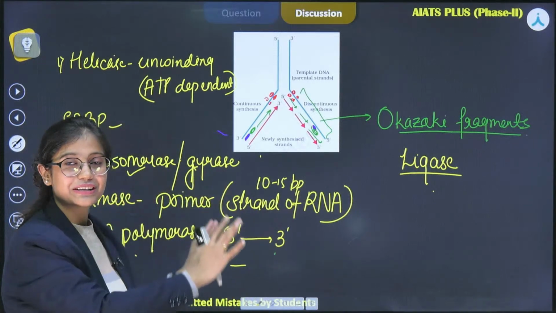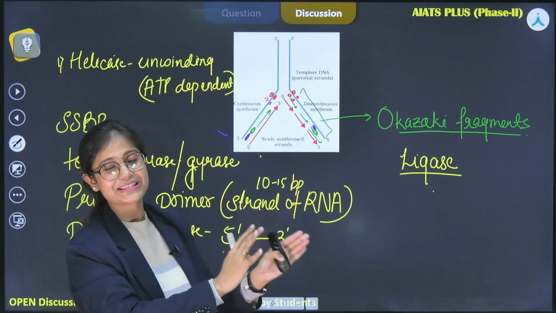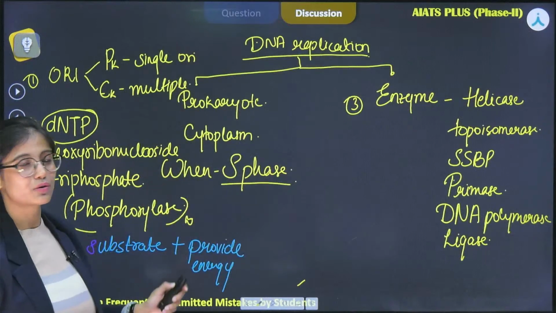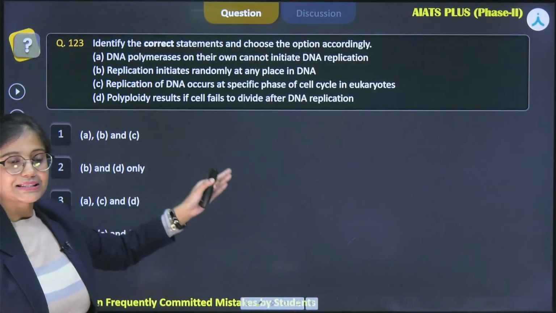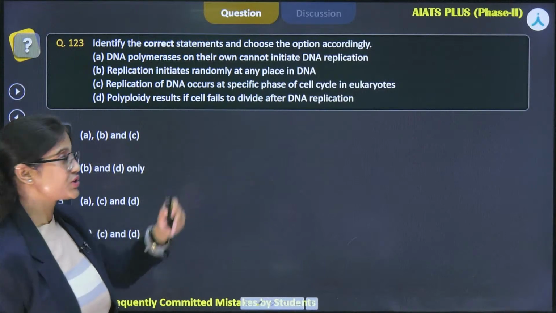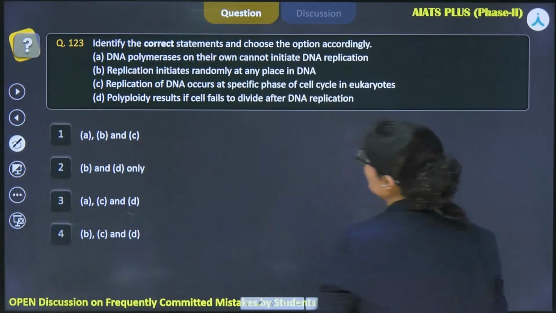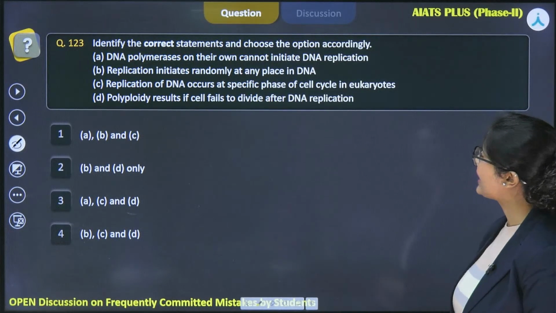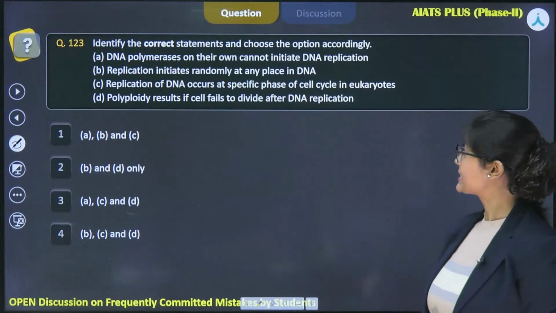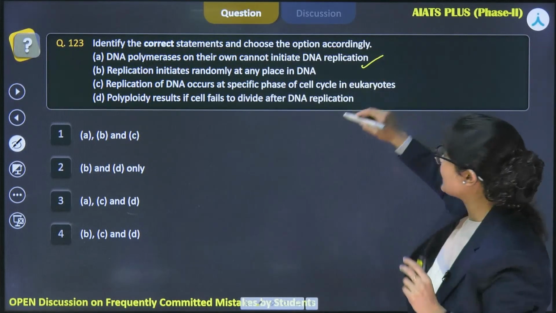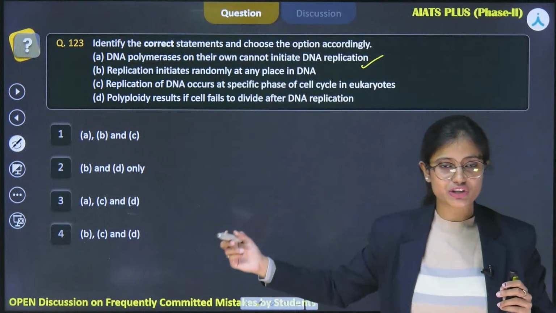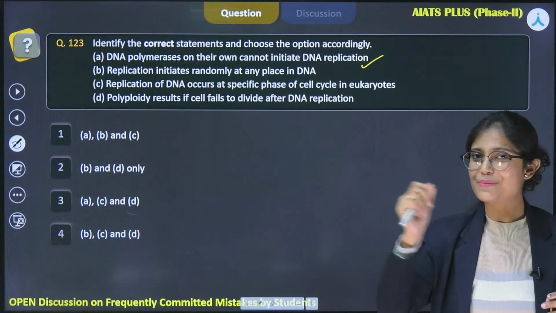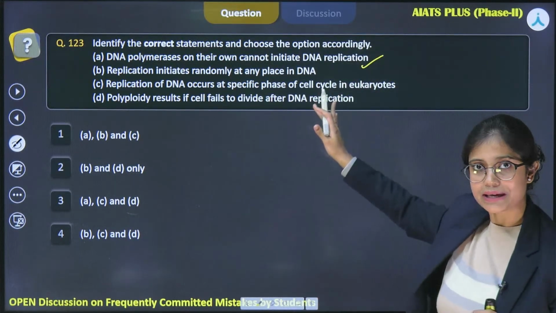So this is how the complete process of DNA replication takes place. Right. Now let's get back to the question. Here certain statements are given on DNA replication. The first one is DNA polymerases on their own cannot initiate DNA replication. So yes, it is absolutely true that DNA polymerase cannot initiate the process on its own. It needs a stepping stone, which is provided by the primer. So this statement is absolutely correct.